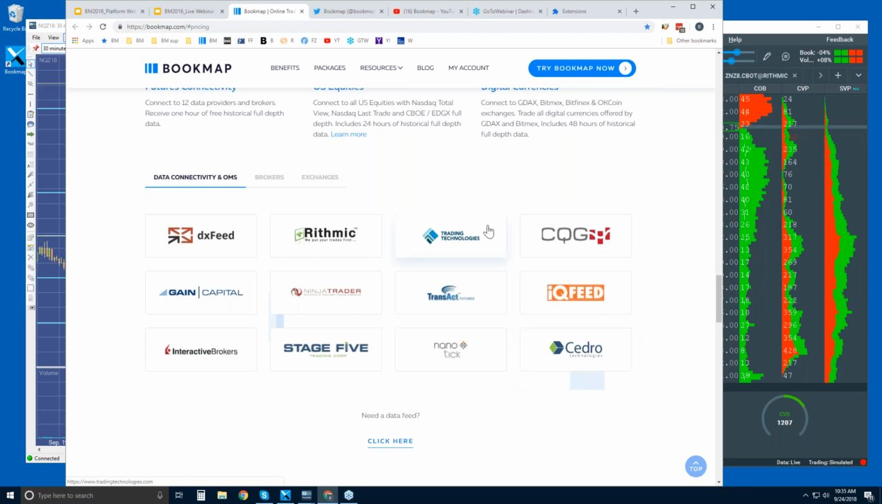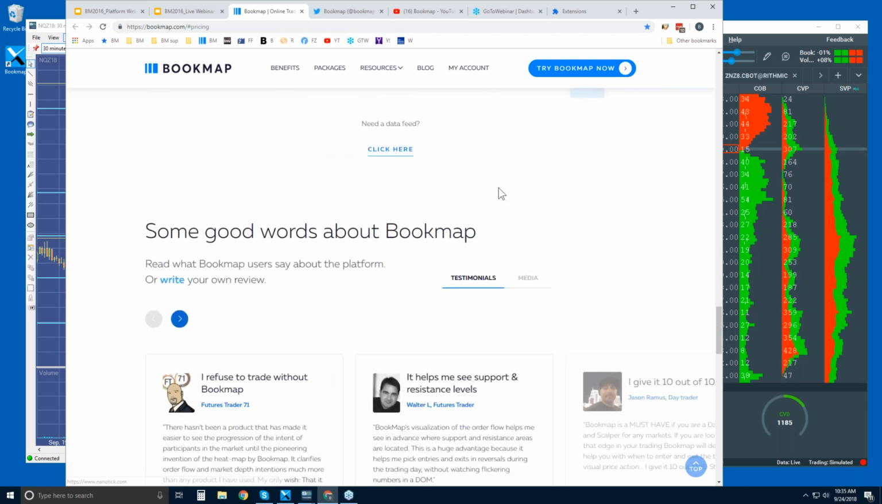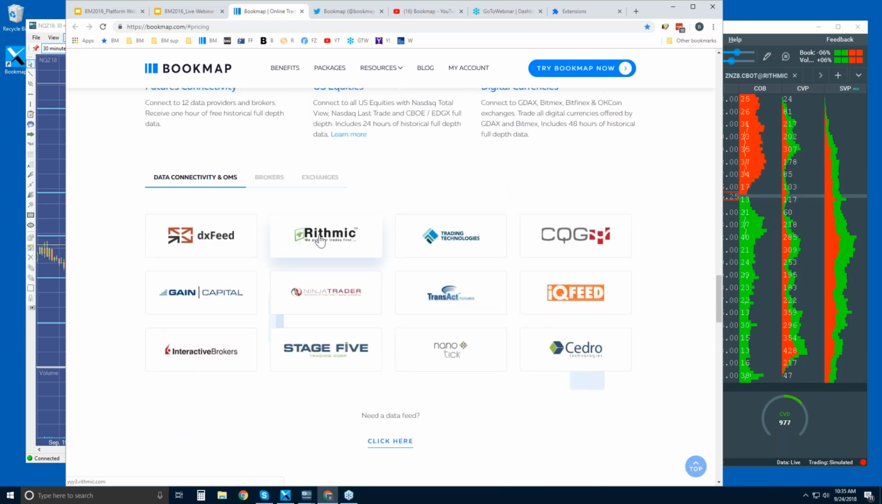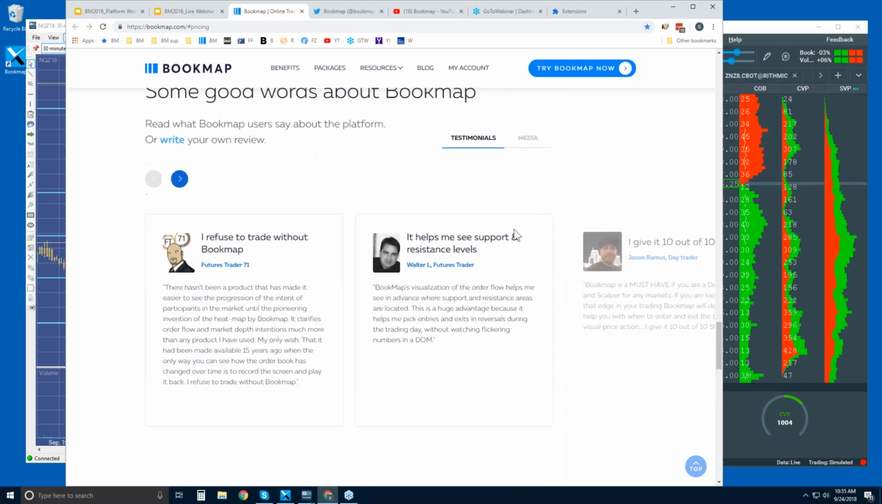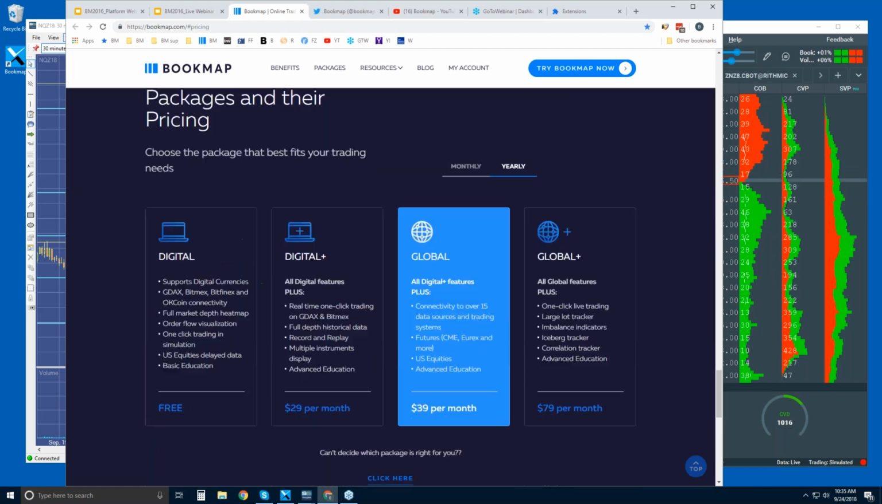And there's also another method here. So this is connecting directly to the data provider. Another method is through the API of these platforms: Interactive Brokers, Traders Workstation, Ninja 7 and 8, and TT Trader, Xtrader Pro. It is recommended though to connect directly to the data provider such as Rhythmic or CQG. All right, let's continue on down, some testimonials here, and then let's get into some of the pricing.